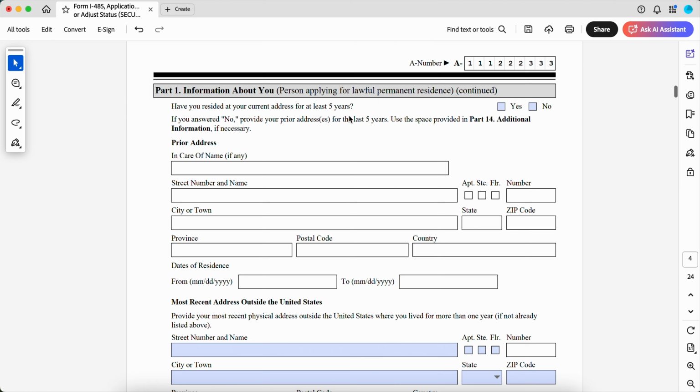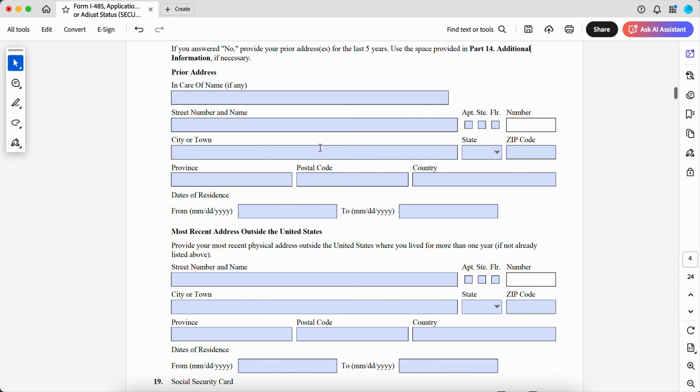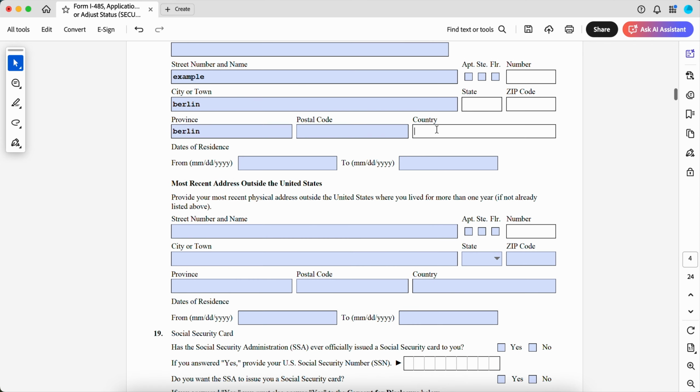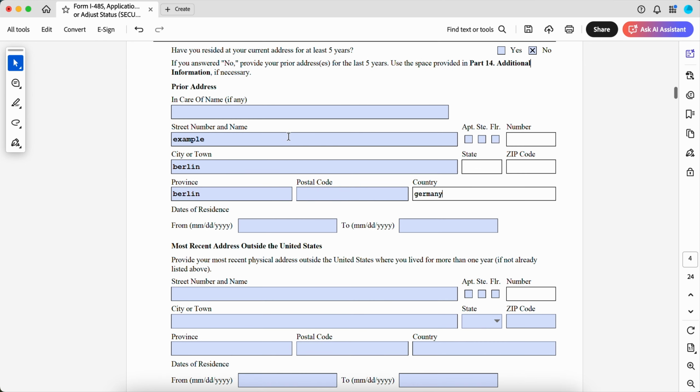No. You just came here. And you write your prior address. So say you lived in Germany, you write your address in Germany. Okay, and if you resided at this address for 5 years, you don't have to write anything else. The outside of the United States address, you just wrote it right here. So here you can just leave it blank. If you have more addresses that you lived at, you can write them in Part 14, additional information.